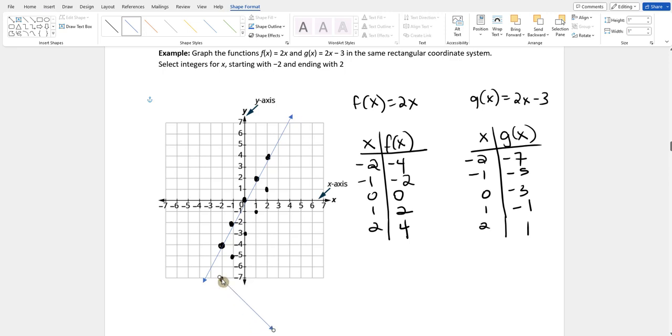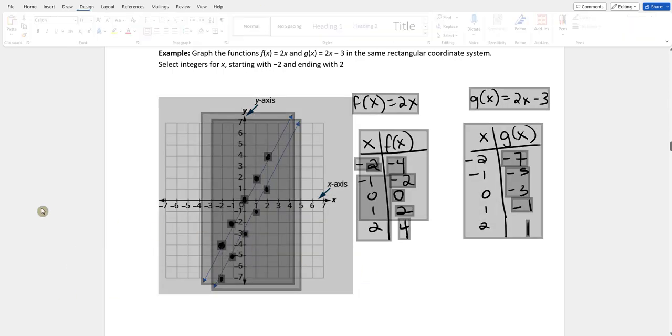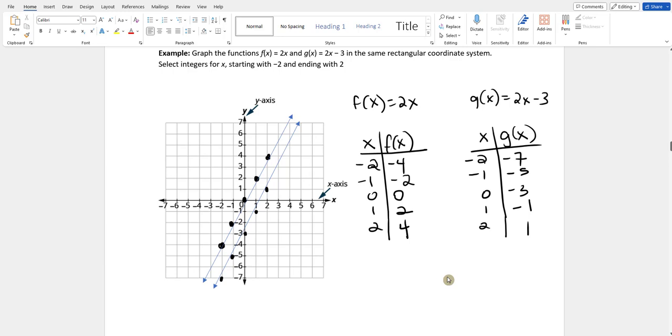Pick this one again. See, put it right here. And then I'm going to turn it this way. Alright, so as you can see, there we go. I got both of my lines on this graph. So what's the difference between these graphs?